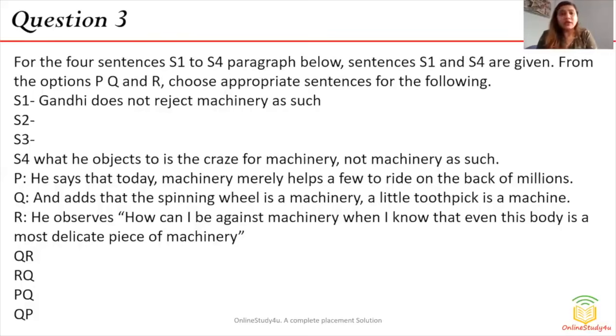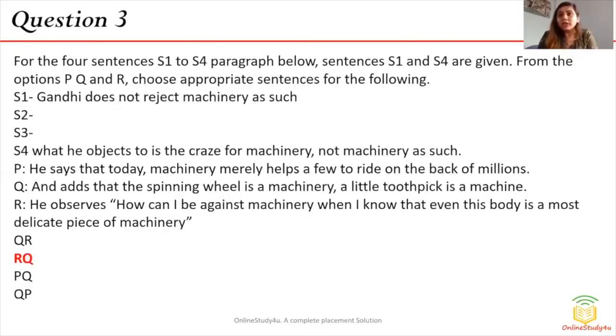And the first introductory sentence is that he does not reject machinery as such. Post that, we are supposed to fill in sentence 2 and sentence 3. And sentence 4 is, what he objects to is the craze for machinery, not machinery as such. And we have to understand which one we could fill in between. Now, if you look at the answer option RQ, that is going to be your best fit.